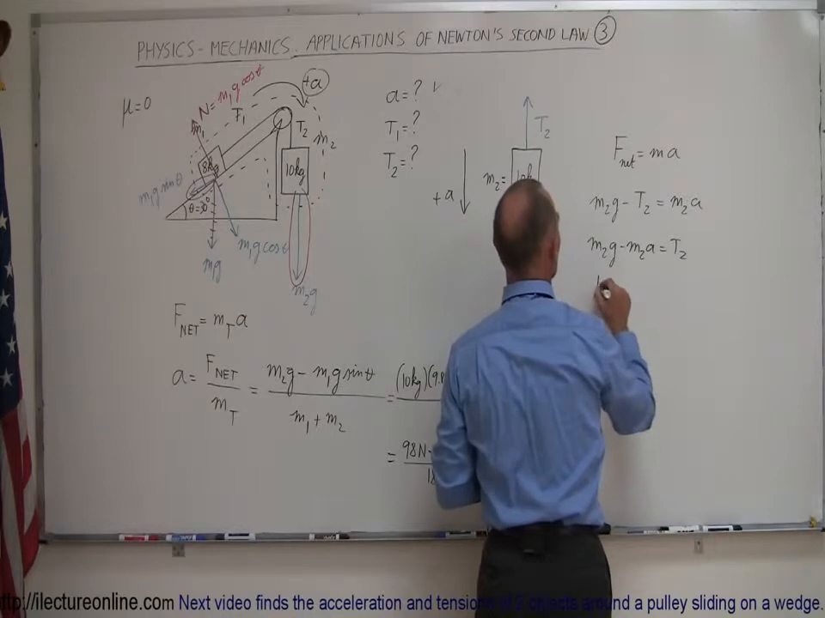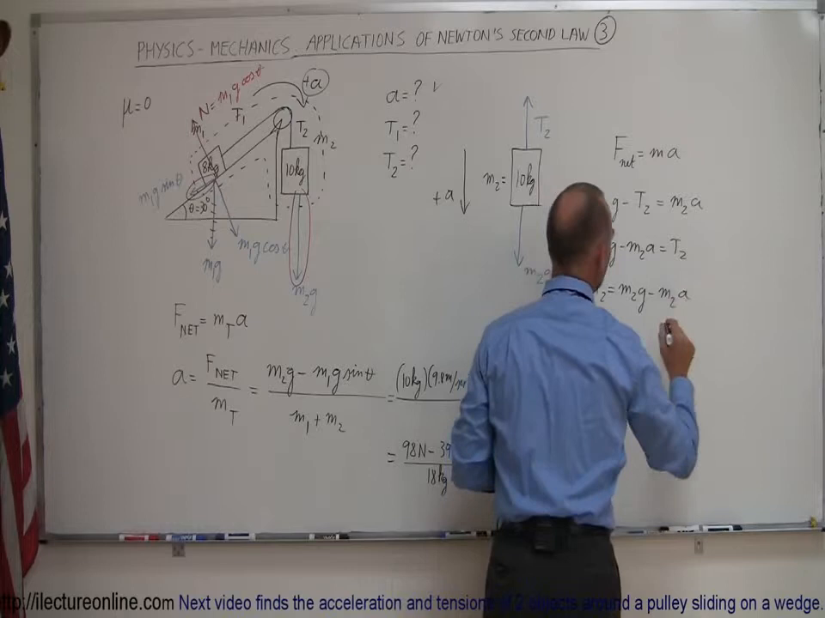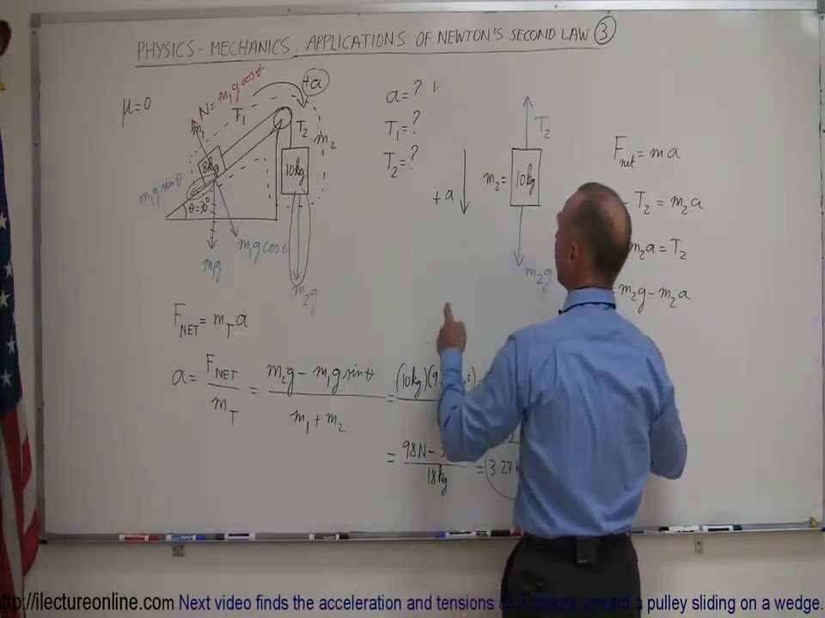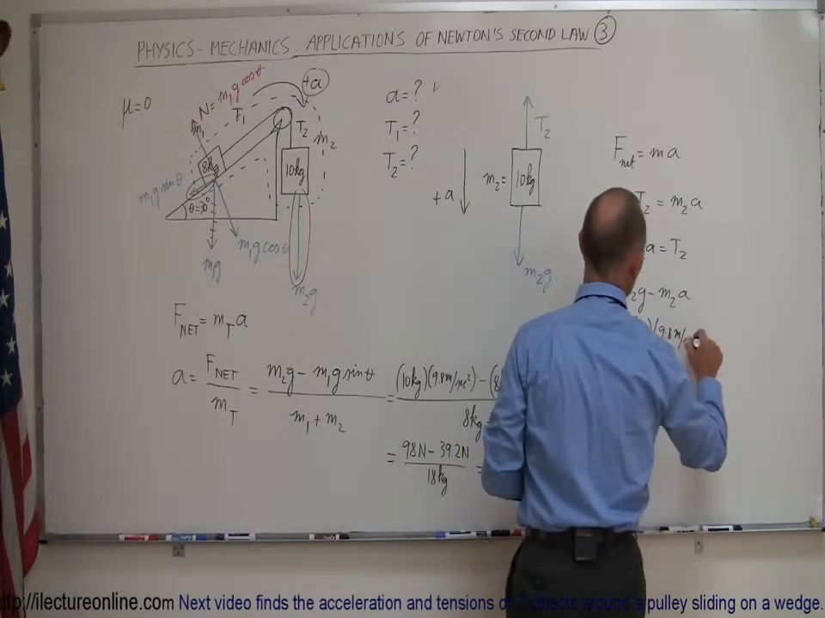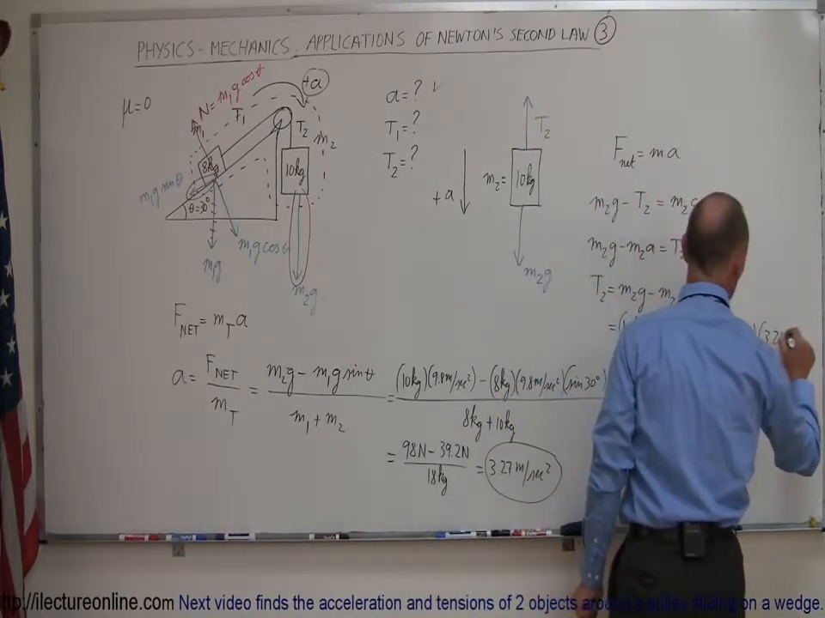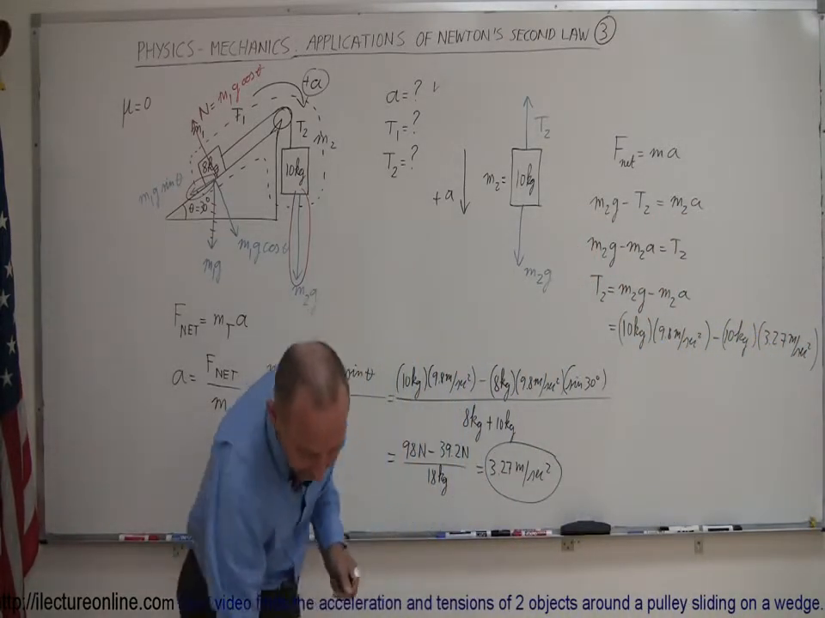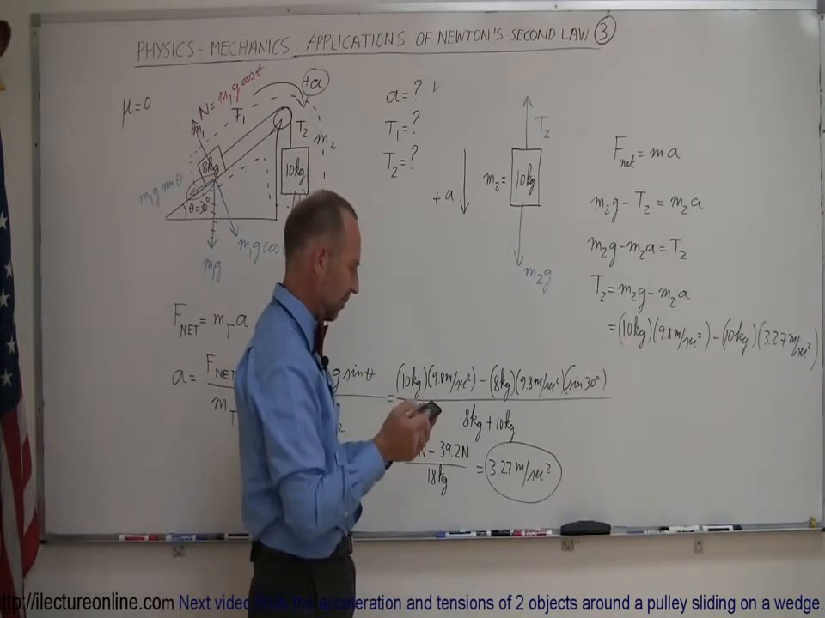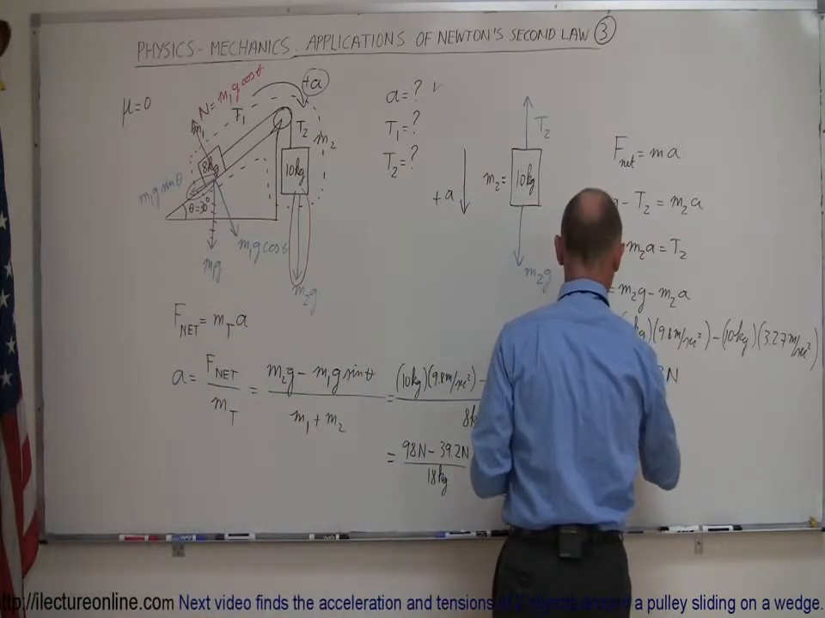And reversing the equation, T2 is equal to m2g minus m2a. All right. Now if I plug in the numbers, m2 is 10 kilograms, so that's 10 kilograms times 9.8 meters per second squared, minus 10 kilograms times the acceleration of 3.27 meters per second squared. And what will that give us? So I have 9.8 minus 3.27 times 10, or 65.3 newtons. So that would be T2.